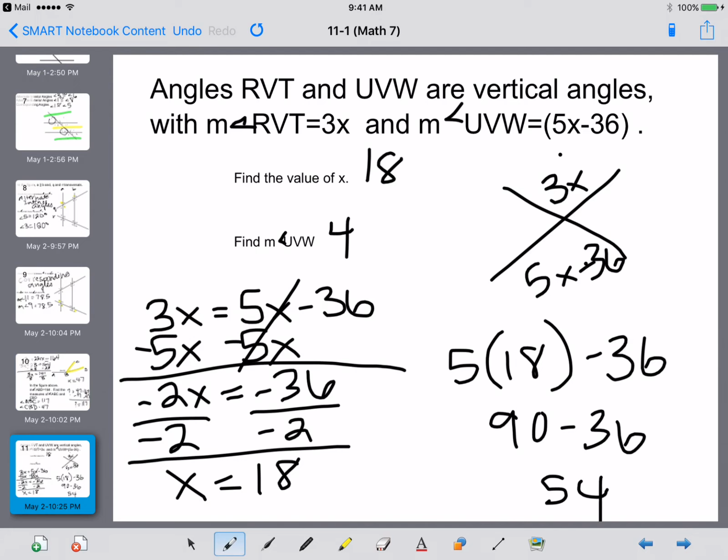So our measure of UVW is 54 degrees. And then if it asked, what is the measure of RVT? Guess what? It's exactly the same angle measure as UVW. So the angle measure of RVT is also 54 degrees.